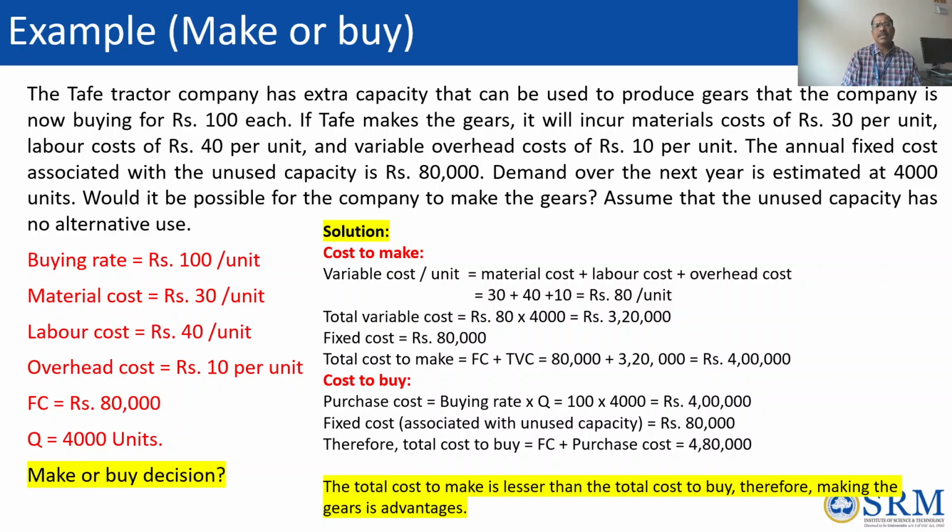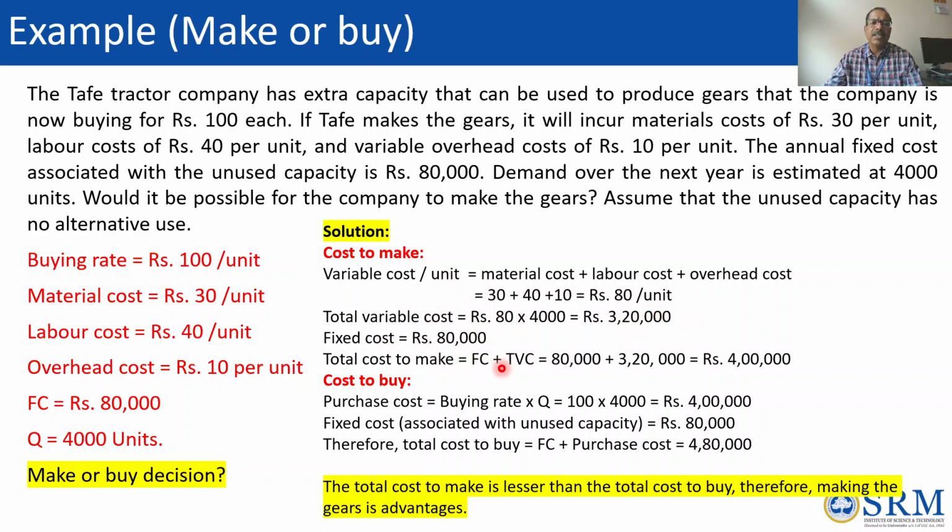In order to make, in the sense of total cost, what are the things we need to consider? We need to consider the material cost, the labor cost, the variable overhead cost, and also we have a fixed cost of 80,000. The component we need to make is 4,000 units. Make or buy decision. What is the cost to make? Variable cost only. The combination of material cost, labor cost, and overhead cost will be rupees 80 per unit.